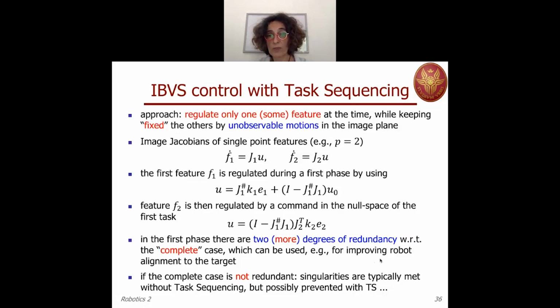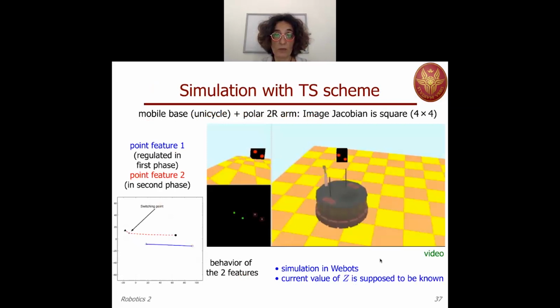Why do we use this? Because if the complete case is not redundant, then we may incur singularities. Typically, we will incur singularities, and this can possibly be prevented using task sequencing.